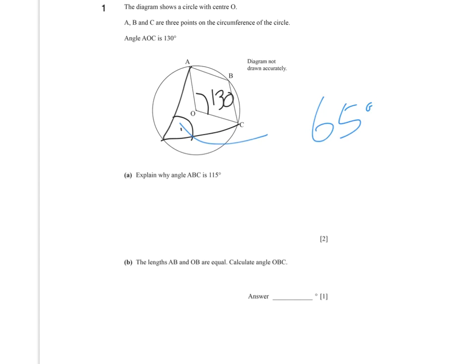We now have a cyclic quadrilateral created between ABC and this extra point that I've made on the edge of the circle. In a cyclic quadrilateral, opposite angles add up to 180 degrees, so in order to get angle ABC, we take this angle away from 180 degrees, which gives us 115 degrees as required.